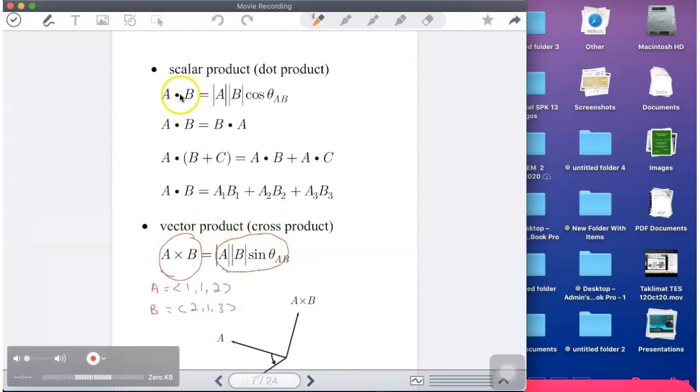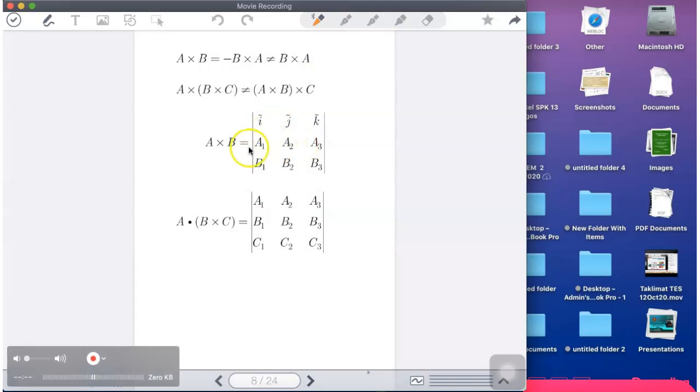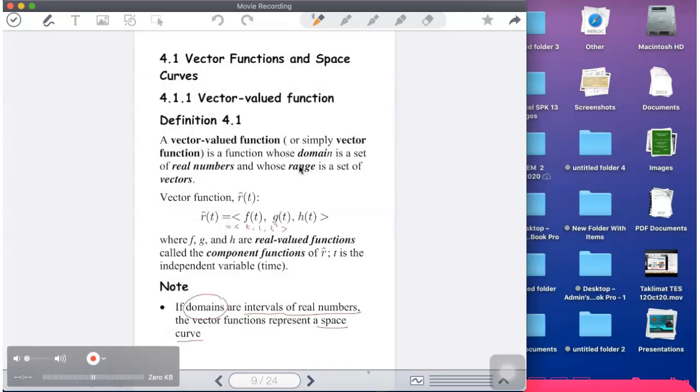For the scalar product, we have the dot, and for the vector product, we have the cross product, or we call it a cross. This is also very important. You will use them again and again in this subject. And how can you compute the cross product? By using all the components. You need this always for this semester. These are things that you have to revise.